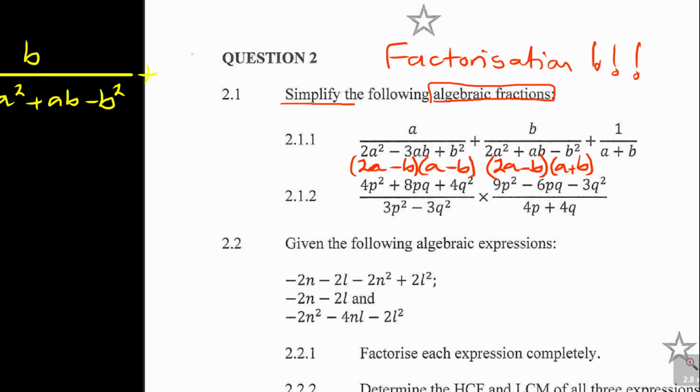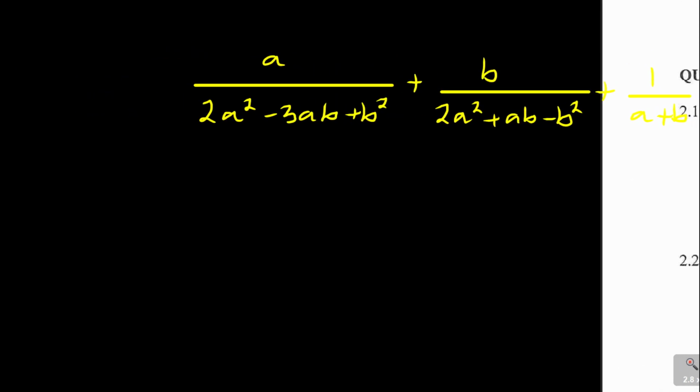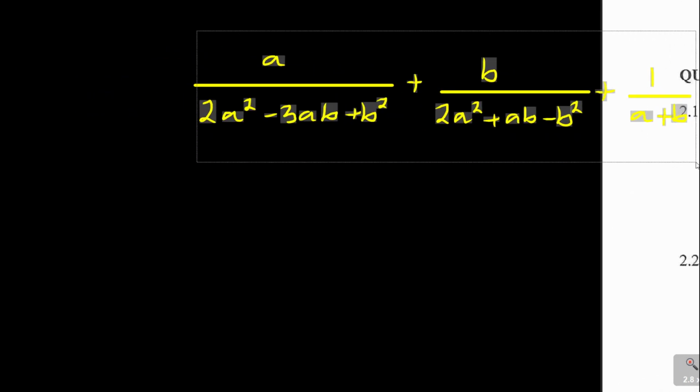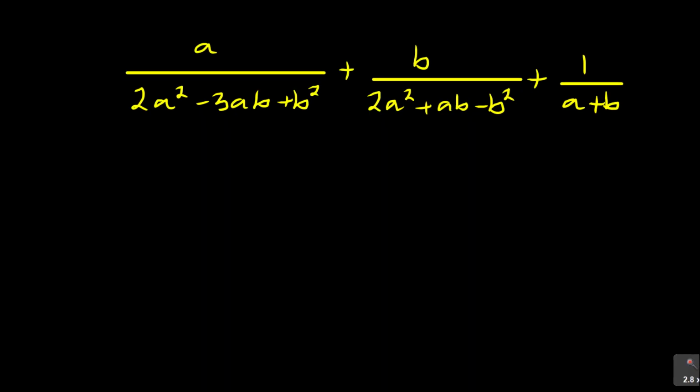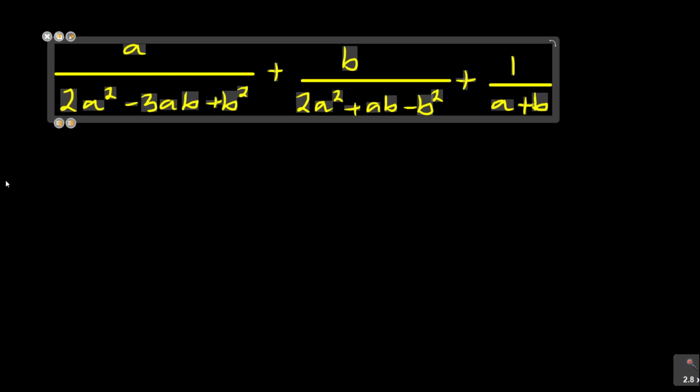Plus 1 over a plus b, it will be clear shortly. I'm just writing on top of this white background, but it will be clear shortly. So let me take this out and make this clearer for you. So what I have is this thing. Alright, so this is what I have, and I just want to factorize this.